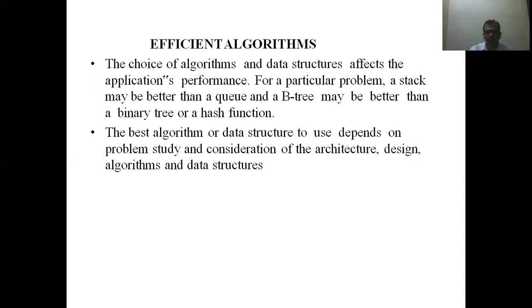So we have to choose an algorithm that performs in a better way, so that it will give the result faster. For a particular problem, a stack may be better than a queue, and a B tree may be better than a binary tree or hash function. So whichever algorithm executes the program, task or functions in a faster way can be used. The best algorithms or data structures to use depend on the problem study and consideration of the architecture, design, algorithms and data structures. So that depends upon how the architecture design occurs, and the algorithms which suit it better should be selected.